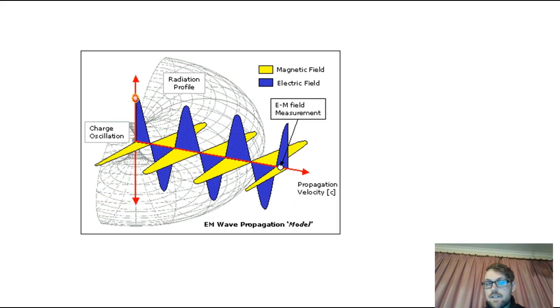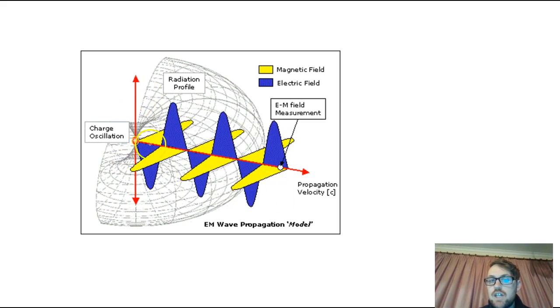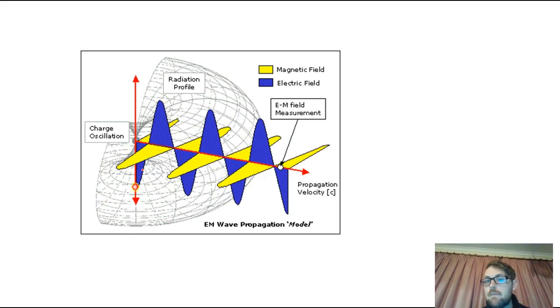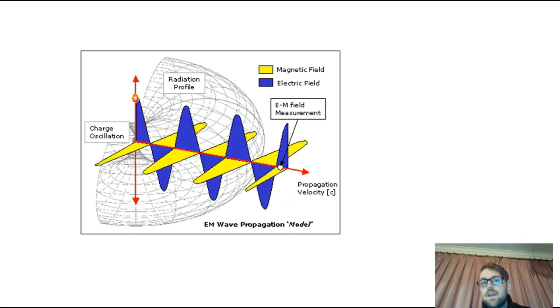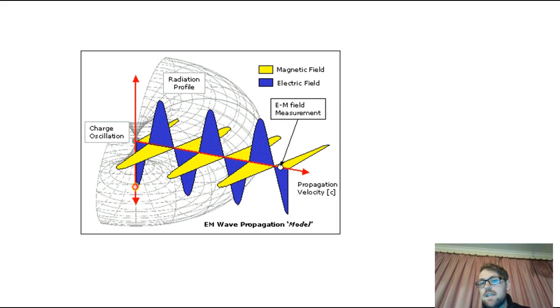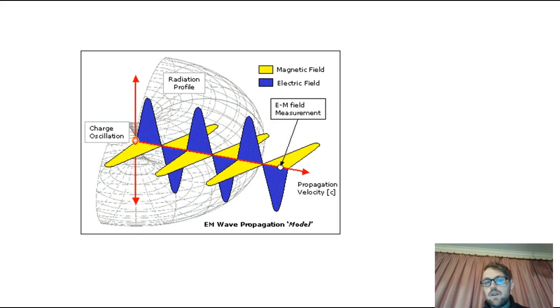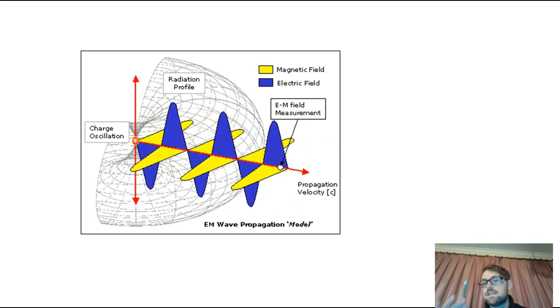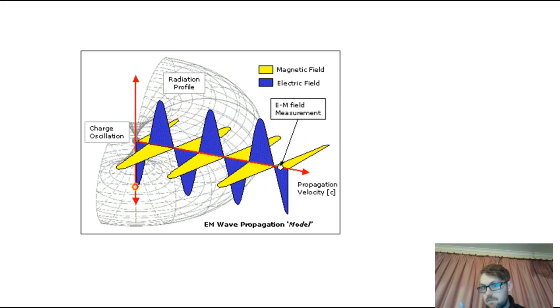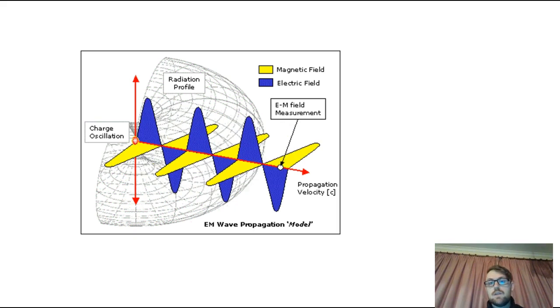Now, this is another example of that. Again, we've got this charge oscillating up and down, and we created a magnetic field in yellow and an electric field in red. You can see in both of these that the magnetic field is perpendicular to the motion, and the electric field is parallel to the motion. So it goes up and down with the charged particle.